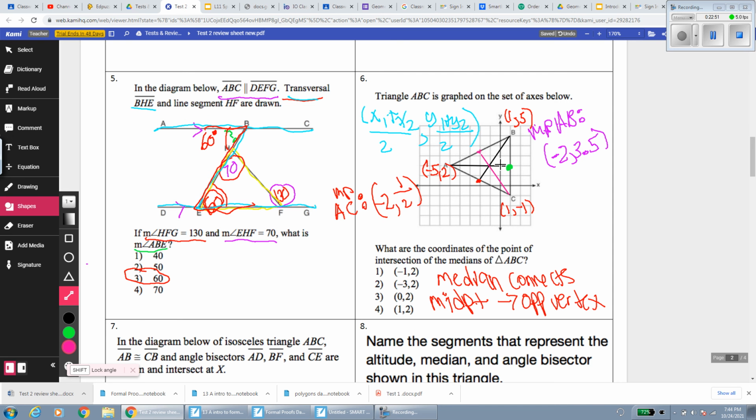And I see the point in the middle where the 3 medians intersect, which is what I'm looking for in this question. Oh, that's why I forgot to switch it back to drawing. I was on line the whole time. That's why it wasn't making dots clearly. So this point here appears to be the point -1, 1/2. And that's a choice. That's the point we found where the medians intersect.